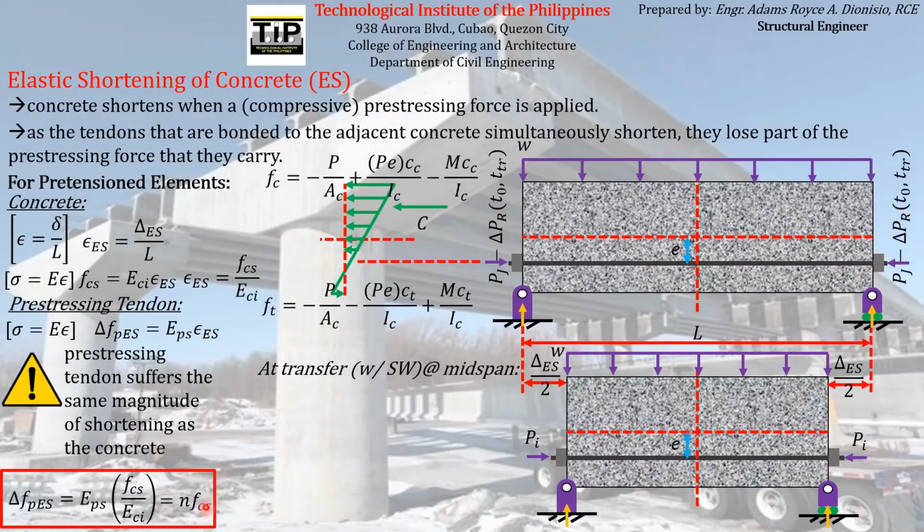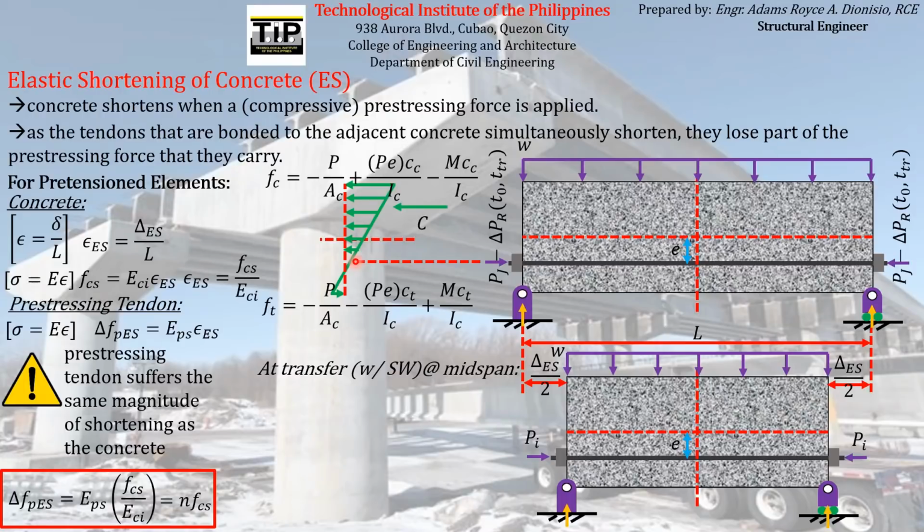The FCS that we are specifying here is actually the flexural stress, or the stress being experienced by the concrete, which is this, but specifically at the level of the pre-stressing reinforcement. So we have to find this particular magnitude of stress acting at the level of the pre-stressing reinforcement. And how can we find that?